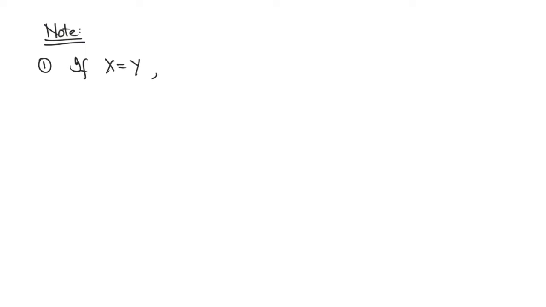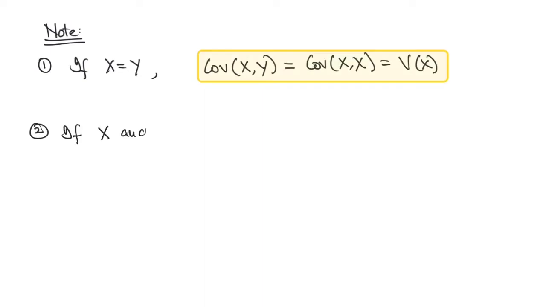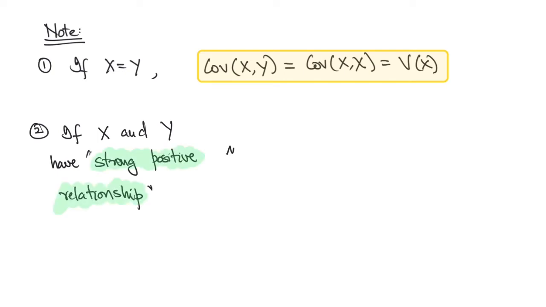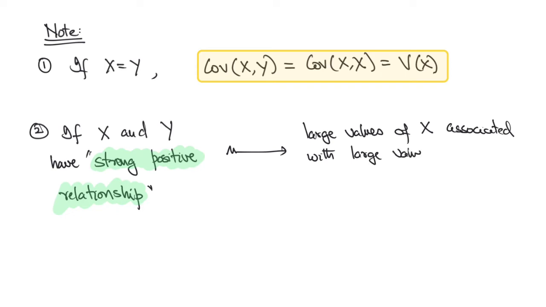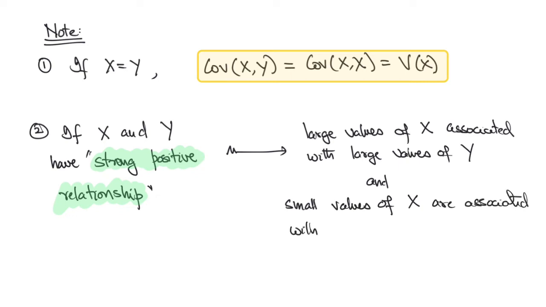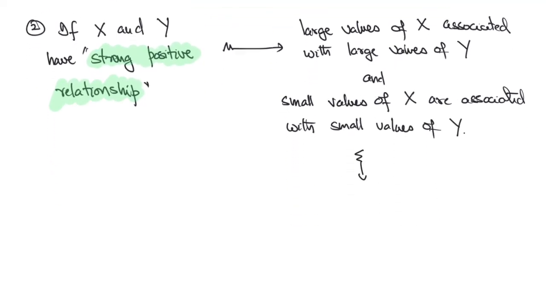Note that if x equals y, the covariance of x comma y would be the covariance of xx, which is exactly the variance of x. If x and y have a strong positive relationship, that means large values of x are associated with large values of y, and small values of x are associated with small values of y, we will get the covariance of the random variables x comma y to be positive.